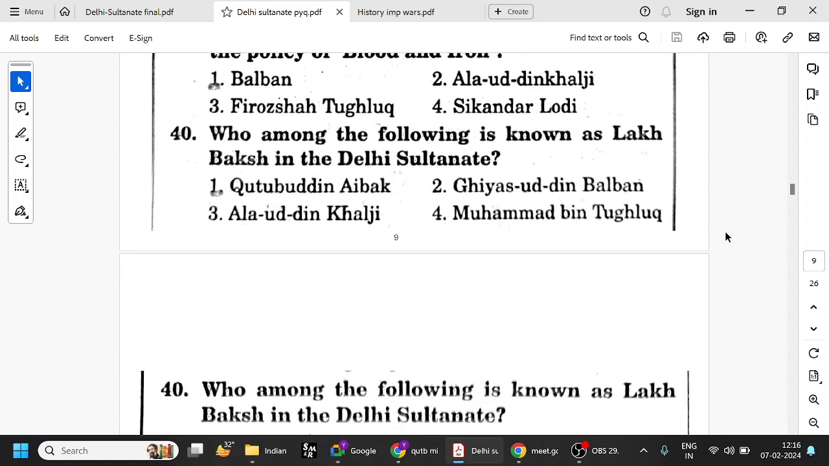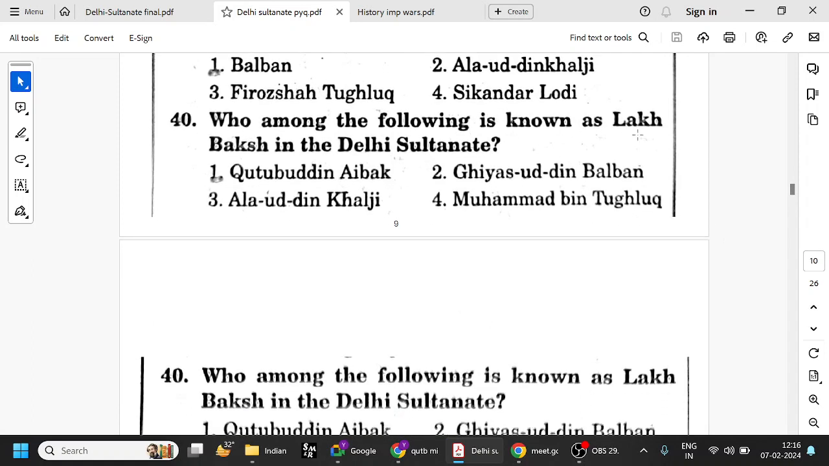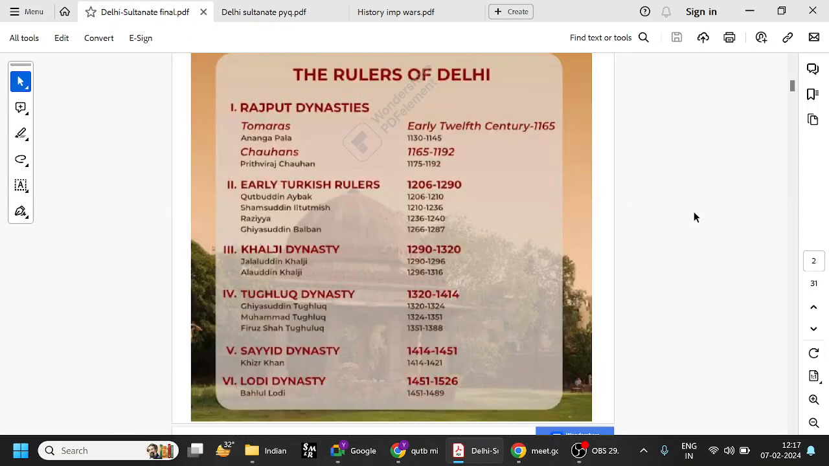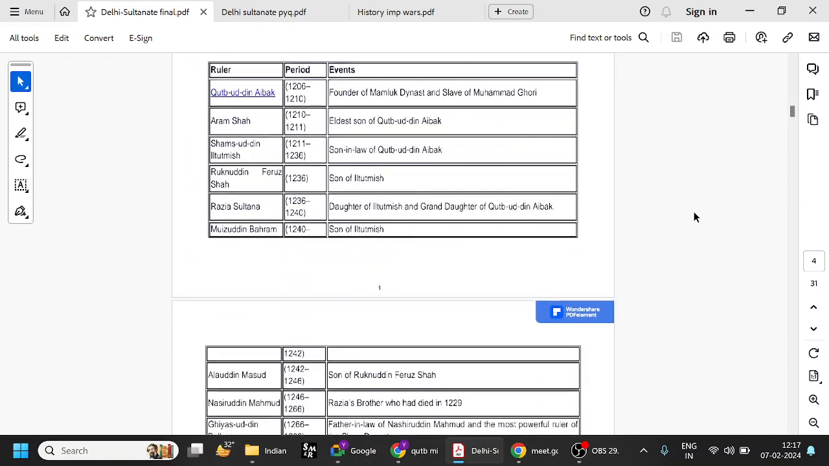Next, who among the following is known as Lakh Baksh? We have already seen. Kutubuddin Aibak, because he was a slave of Muhammad Ghori, and because he established a dynasty. He wanted people to be in favor of him, so he donated a lot of money, and he was called Lakh Baksh. Kutubuddin Aibak.